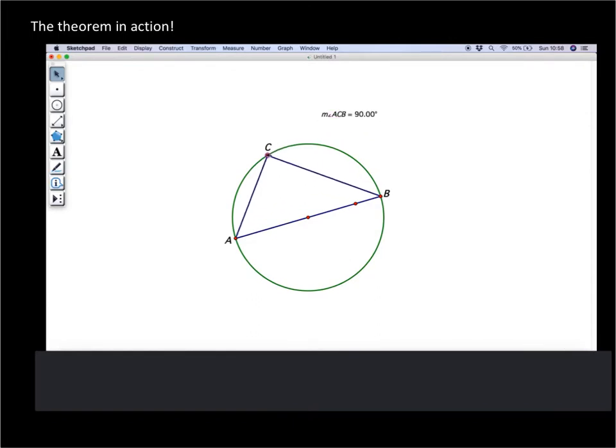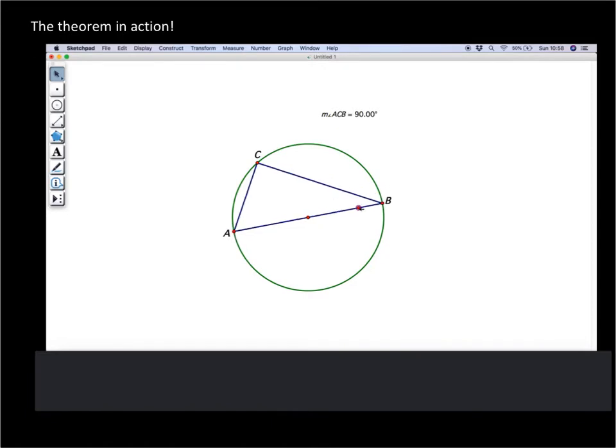Now I'm going to pick up point C and I'm going to move it to different points on the circumference, creating different triangles. But have a look at the angle. ACB is always 90 degrees. It doesn't matter where you place that point C on either side of the diameter, the angle in that semicircle at the circumference is always 90 degrees.